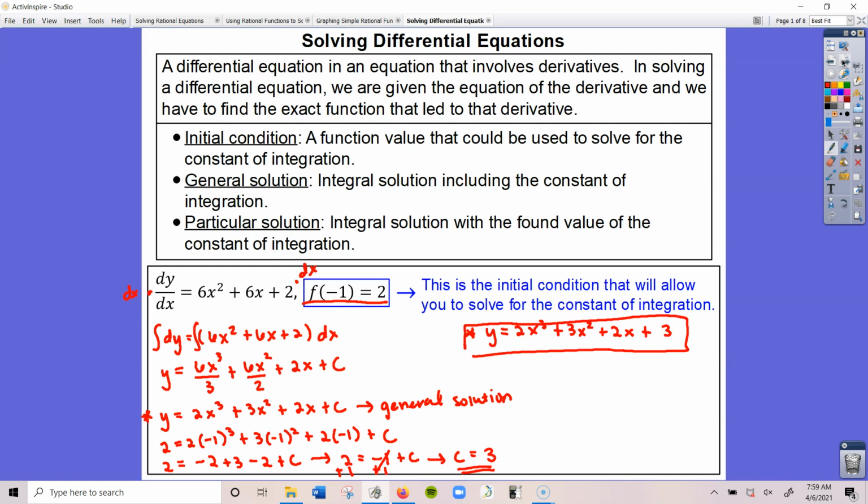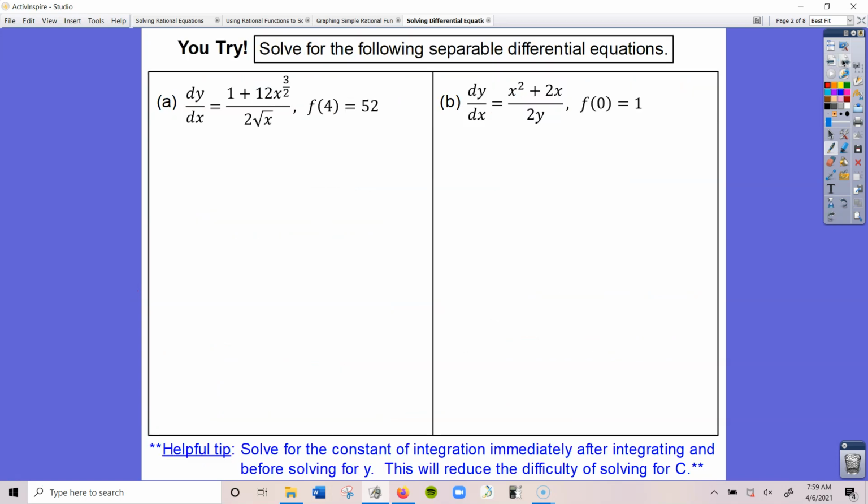Let's try a couple more examples. We have here dy dx is equal to 1 plus 12x to the 3 over 2 divided by 2 square root of x.